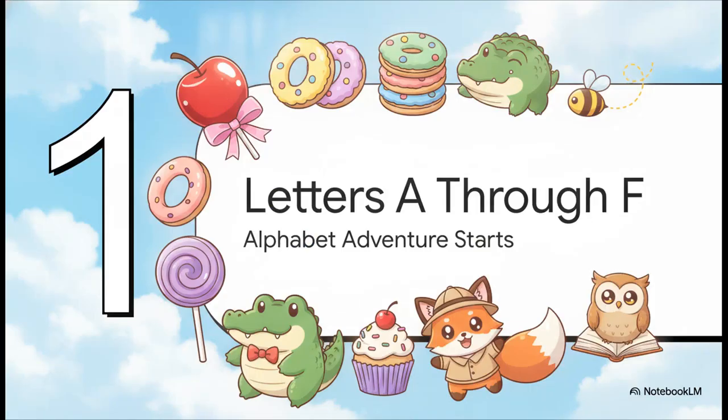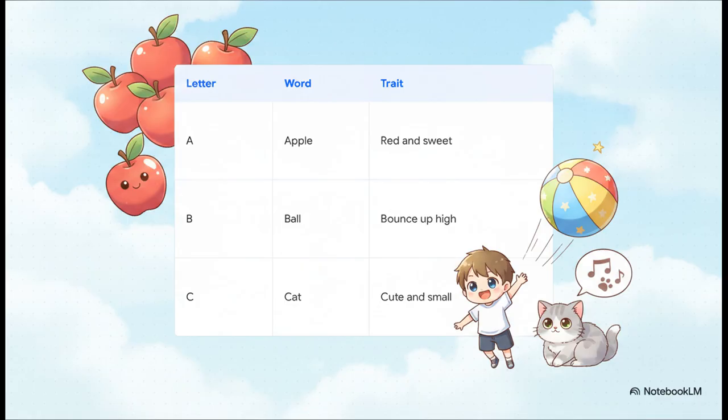All right, kicking things off with Section 1, letters A through F, the very start of our alphabet adventure. Take a look at how we start with the first three letters. We aren't just giving a learner a letter and a word. We're giving them a highly memorable rhyme and a specific trait. A for apple, red and sweet. Apple is a yummy treat. Notice how that immediately engages the senses. You get color and taste right off the bat.